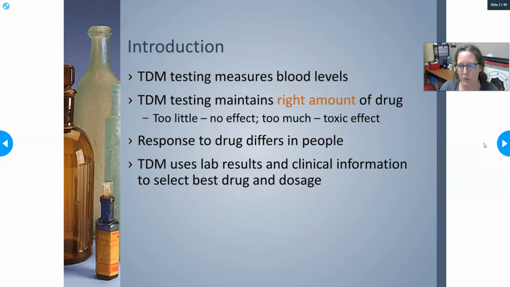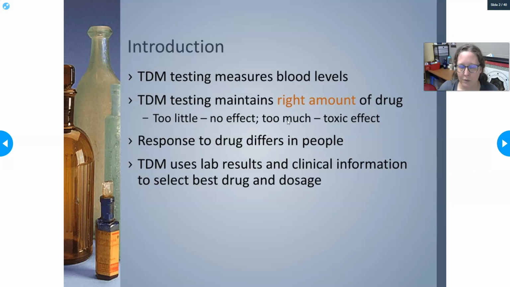And because it is really important for the specific drugs to maintain the right amount, because the window of efficacy to toxicity is really small. These drugs, obviously, if they don't have enough in their system, they're not going to have the therapeutic effect. But if there's too much of the drug in the system, there will be a toxic effect. And the jump from therapeutic to toxic is just really small.